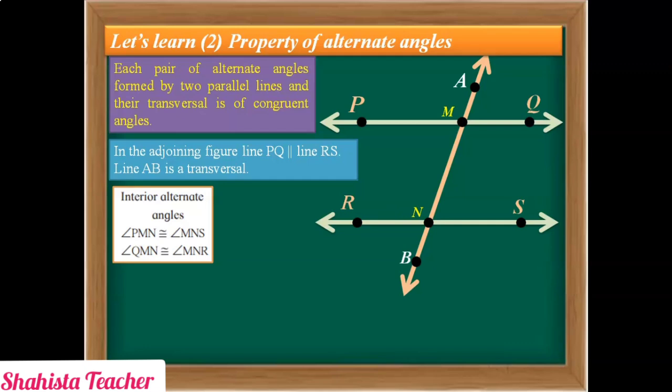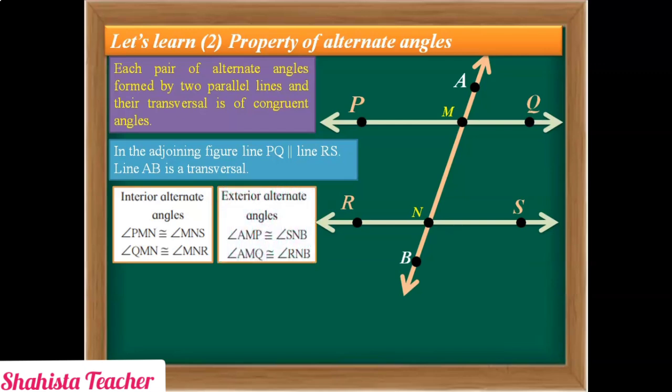Alternate angles are divided into two types: interior and exterior. Interior angles are those which are present internally, and exterior angles are those which are present externally. Now here PMN is congruent with MNS, which forms a Z shape. Similarly, here QMN and MNR are interior alternate angles.